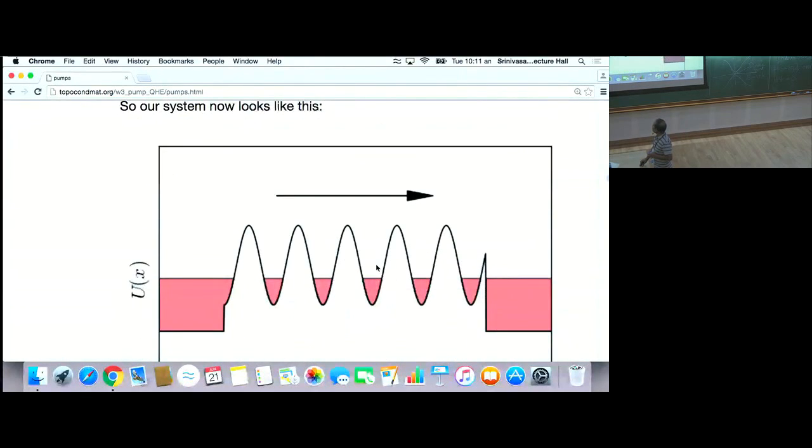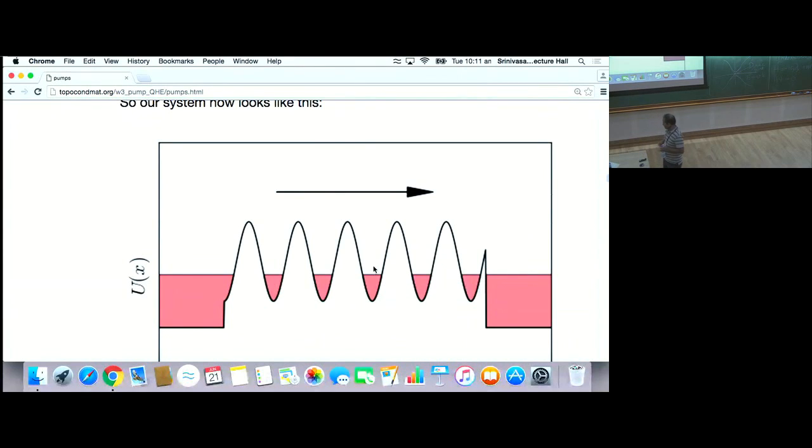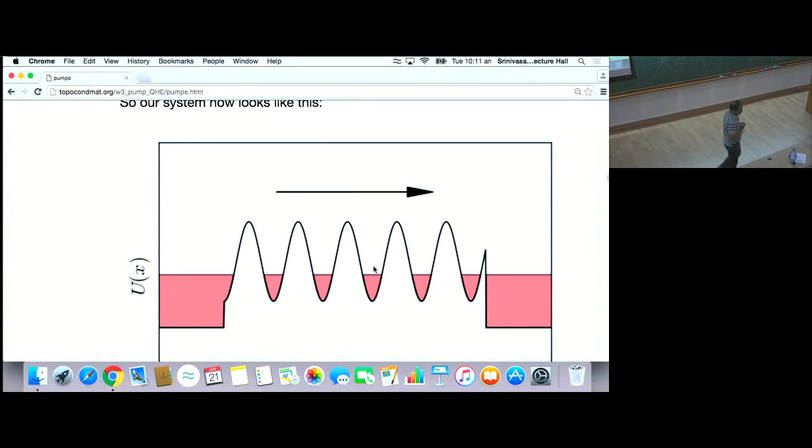This is the standard picture of a pump. You take a one-dimensional Hamiltonian, which has this periodic sine potential, connected between two leads. So these are just two square wells, right here. You have a bunch of levels here, a bunch of levels there, and you have this sine potential.